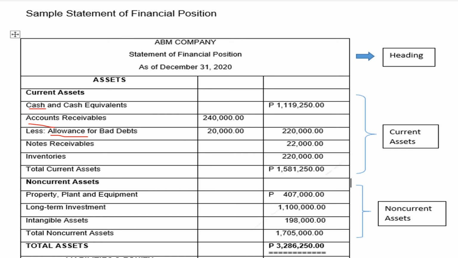Kaya meron tayong allowance for bad debts. Hindi na ito ma-collect. Or kumbaga, doubtful accounts ang tawag nito. And then, notes receivable, inventories, and then the total current assets.